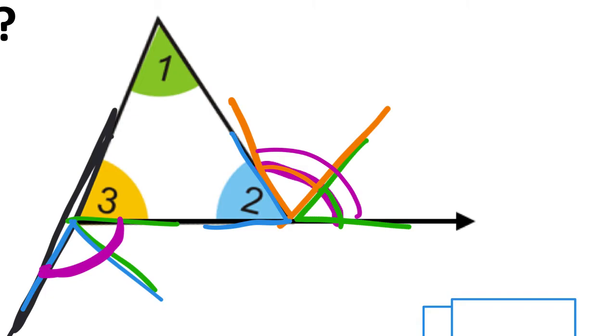But this is true in all cases for triangles. If you take the two other angles and add them together, it's always going to be this one exterior angle. Remote interior angles. There we go.